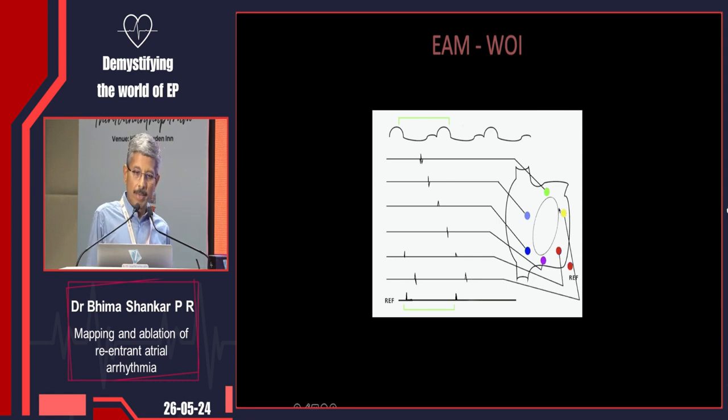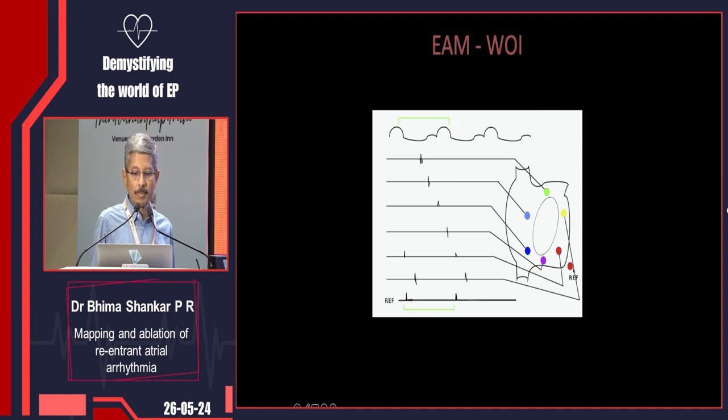And colors in macroatrial flutter do not mean that you're focusing on the isthmus. You get this pattern called early meets late, and it just tells you that it's a re-entry pattern. That does not actually correspond to the isthmus.